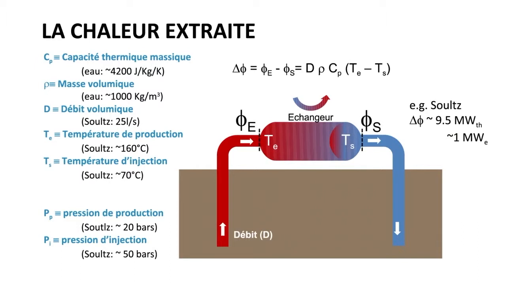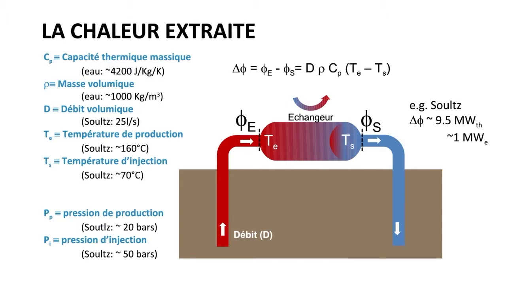We can estimate the power exchanged between the two fluids from the flow D, density of the fluid, rho, calorific capacity, and temperature difference between the input TE and the output TS in French. Now, if we apply parameters that were used in Soultz-Sous-Forêts, we find that the balance is 9.5 megawatts thermal, with a calorific capacity of 4,200 joules, with a density of 1,000 kilograms per cubic meter, a flow of 25 liters per second, input temperature is 160 degrees, and output temperature is 70 degrees. Those are really the figures characteristic of this technology, so you can bear them in mind.